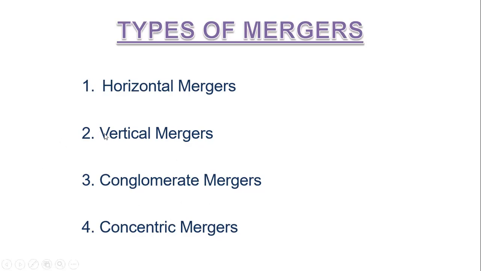Next is conglomerate merger. Conglomerate merger means Sun Pharma merging with Suzlon Energy. Sun Pharma is acquiring Suzlon Energy, a power sector company. When a pharma company acquires a power sector company, that is a conglomerate merger. So the businesses are unrelated: one company is from the pharma industry and the second is from the power sector. If the businesses are unrelated, that is a conglomerate merger.